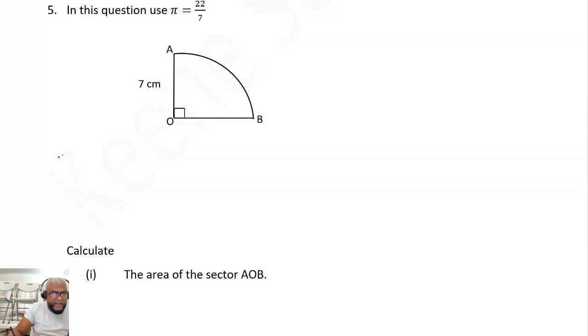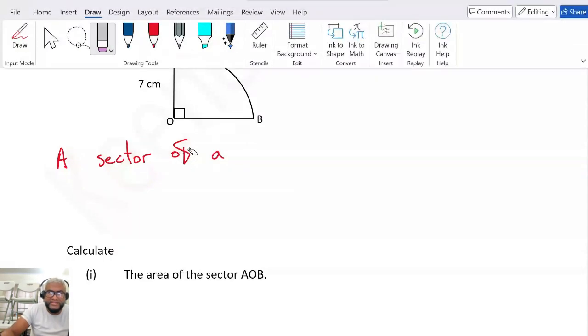All right. So we have a sector of a circle. Sorry, a sector is a part of a circle. All right. So a sector.